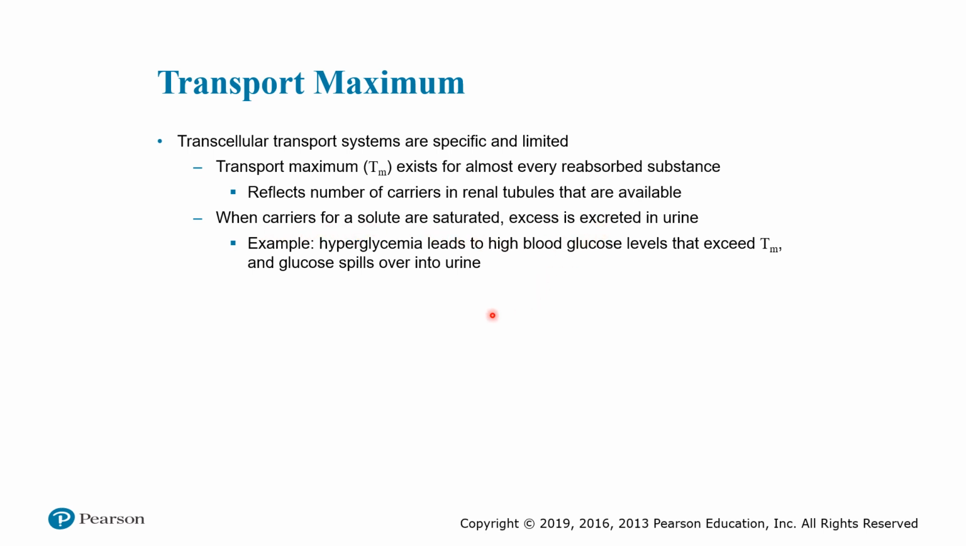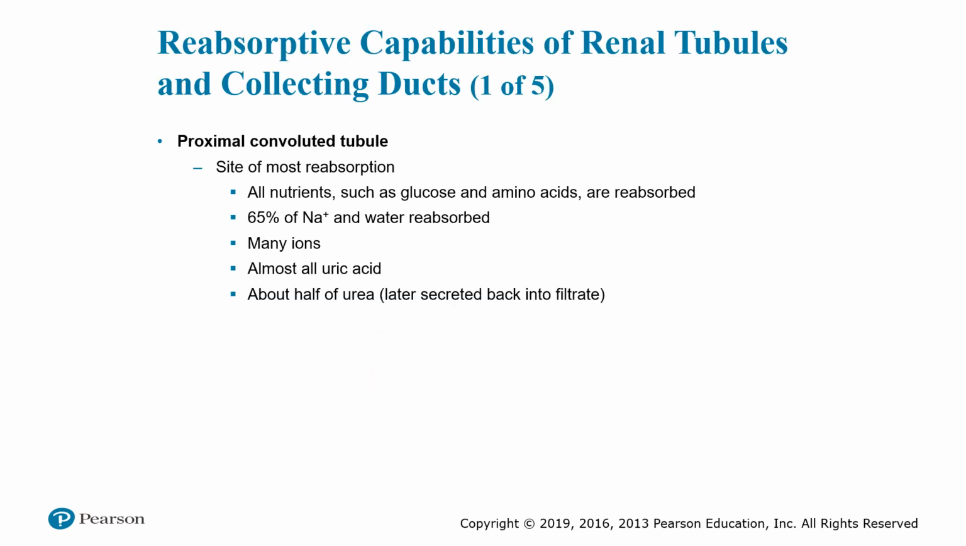This is what happens in diabetes mellitus when there is uncontrolled blood sugar. There is too much glucose, and the glucose transporters reach the transport maximum. Now the excess glucose spills in the urine. So we have discussed the general reabsorption process. Now let's see what happens in each part of the tubule.